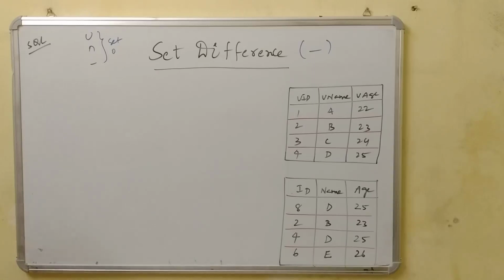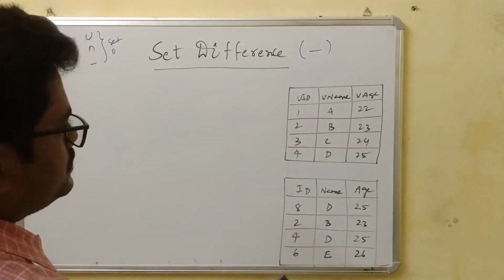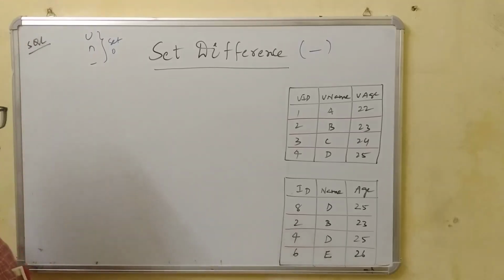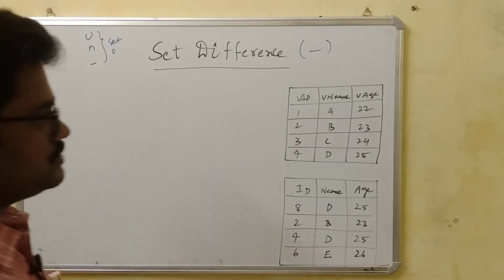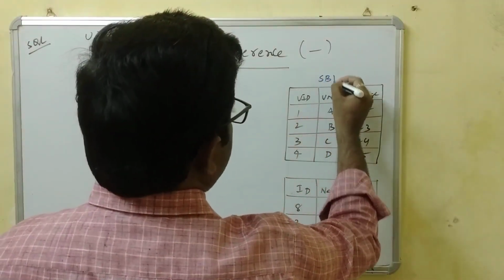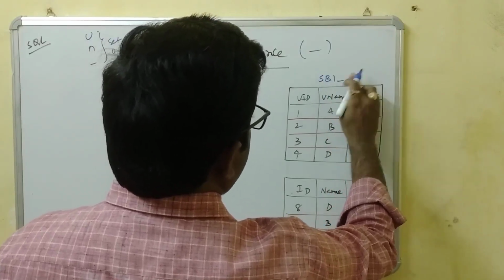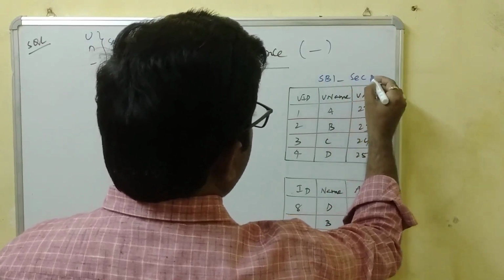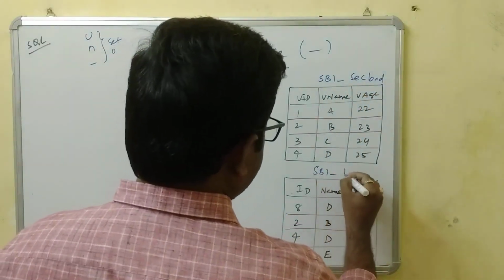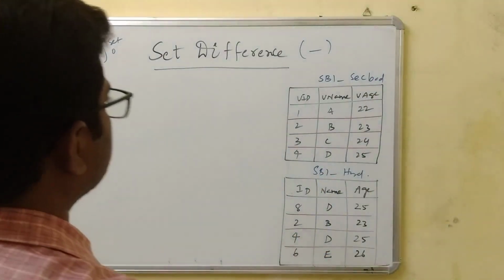As we already discussed in the previous classes and videos about all the operators and commands, if anybody has not seen those videos, please go back and learn all the concepts. Let us take this table named SBI Secunderabad, and this is SBI Hyderabad. Now we are going to explain the concept.